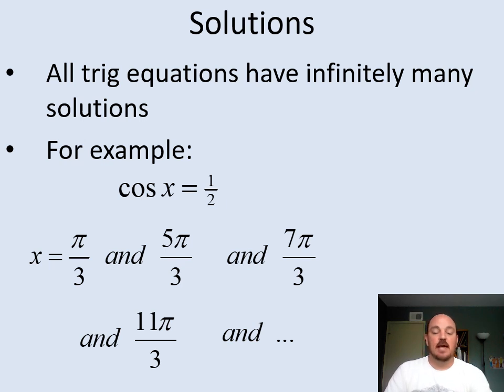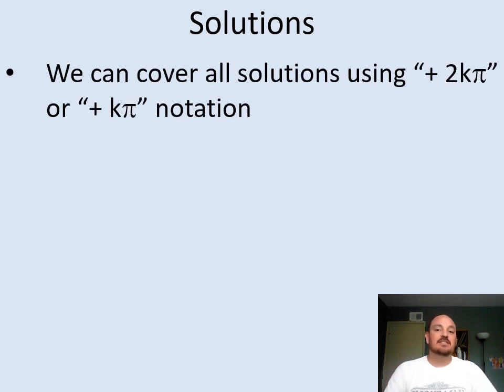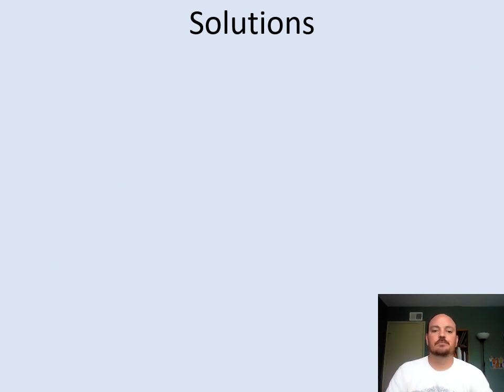So we want to have a way to represent the infinitely many solutions using patterns. To do that, we're either going to use this plus 2k pi notation or possibly just k pi. So when I say plus 2k pi, k stands for any integer or any whole number, positive or negative. That means anytime I add or subtract 2 pi, I'm getting another answer. So it's going to cover all of your answers that are repeats outside of the unit circle.